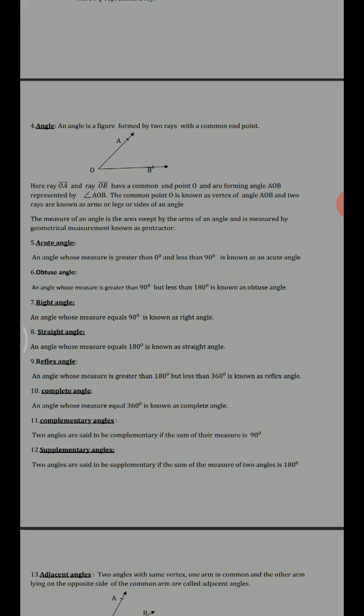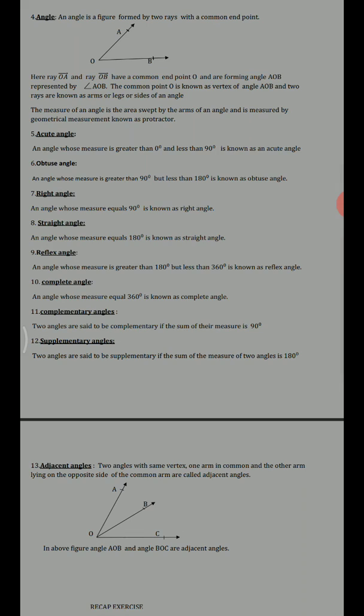Now reflex angle. If the measure of an angle is greater than 180 degree but less than 360 degree, we call it as a reflex angle. Number 10, complete angle. An angle whose measure equals 360 degree is known as a complete angle. Dear students, a circle makes a complete angle whose measure is 360 degree. You should remember this also.